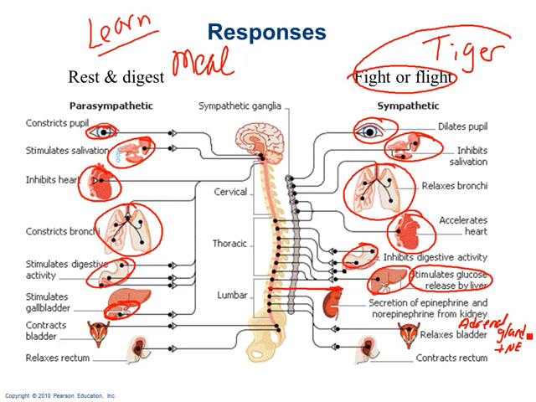So just like I said, go through these and think about what's going to happen to these main organ systems either after a meal or in response to some kind of scary stimulus. Okay? Any questions?